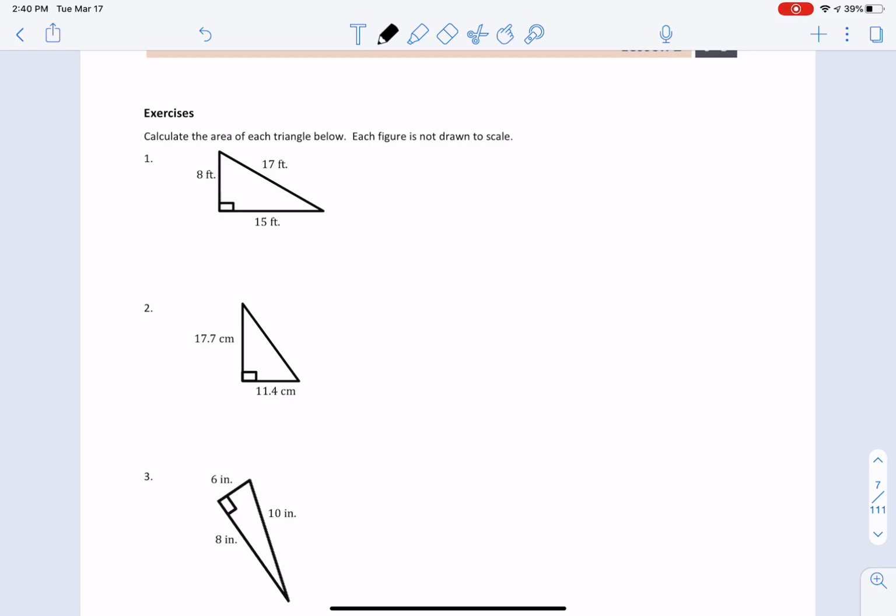Okay, hopefully you paused the video. I'm going to go ahead and review number 1 and then give you another 5-second pause to work out the rest, just in case you needed to see one example. So this is a right triangle. I know that because it has a little box.